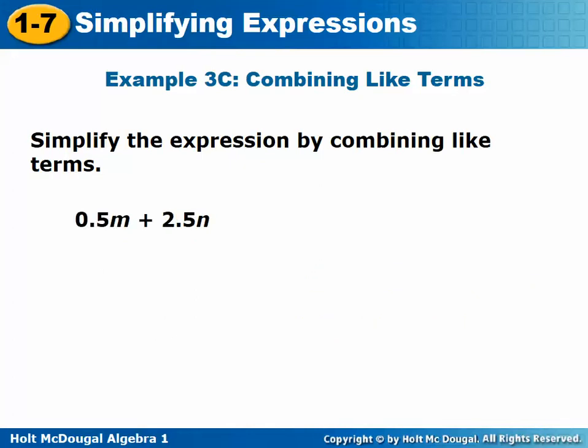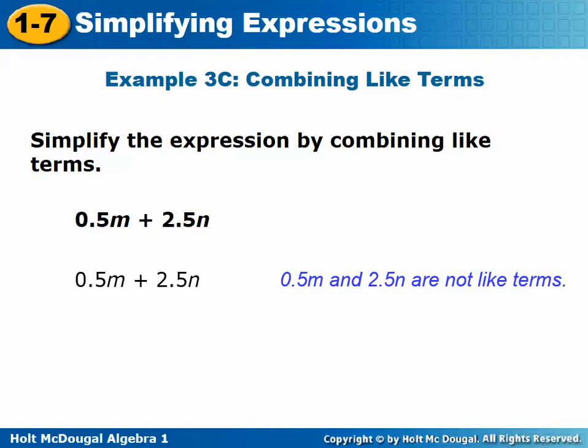In this example, we have 0.5m plus 2.5n. One's m, one's n. These are not like terms. So you would just write the exact same thing down. The answer is that there's nothing you can combine, so the answer is 0.5m plus 2.5n.